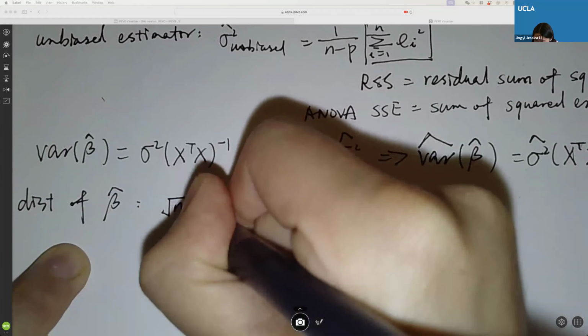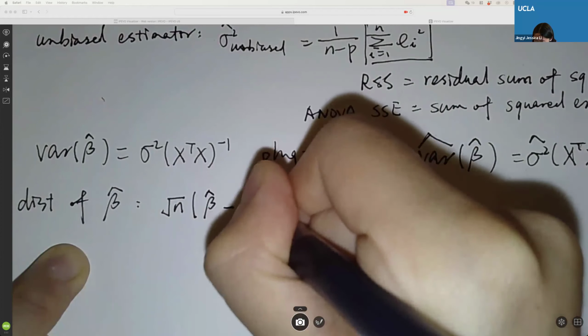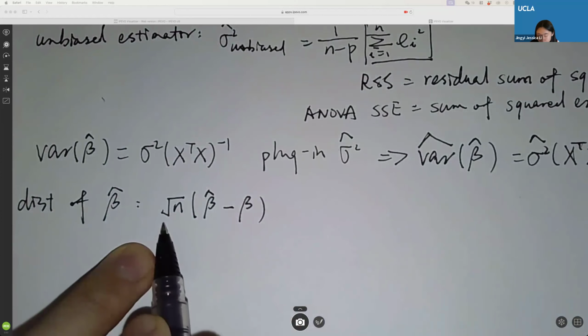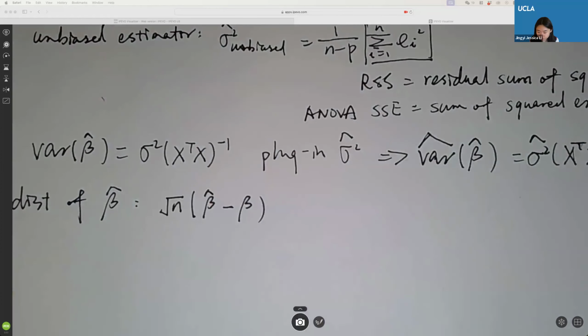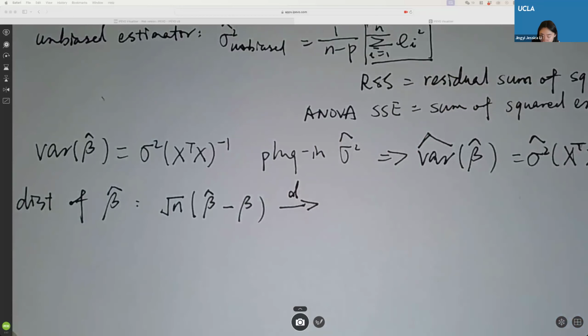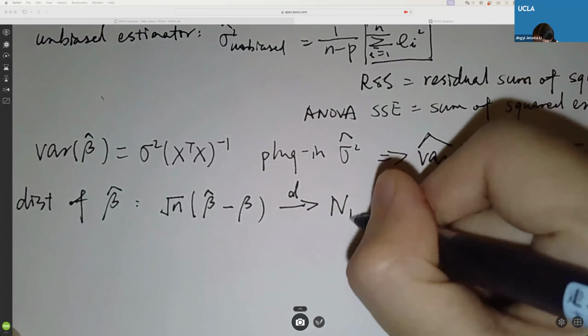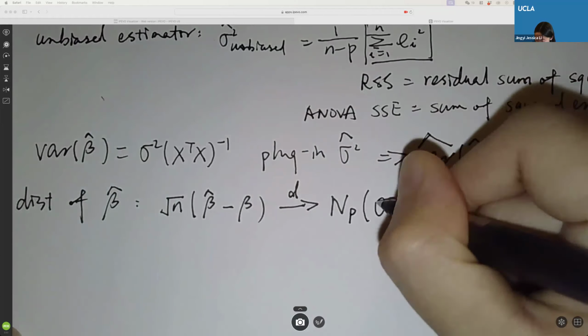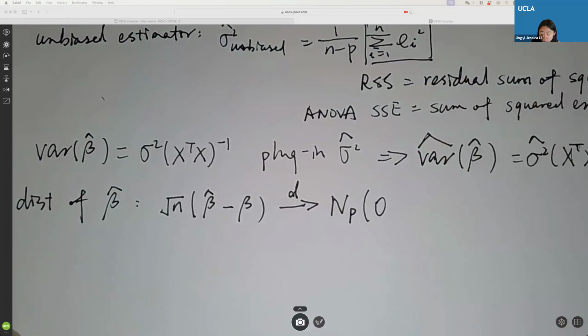So asymptotically, we have beta hat minus the true value beta, multiplied by square root of n. This is a very standard way of writing asymptotic distribution in statistics. I'll tell you why. This approaches in distribution to a p-dimensional normal distribution, with a 0 mean vector, and a covariance term.